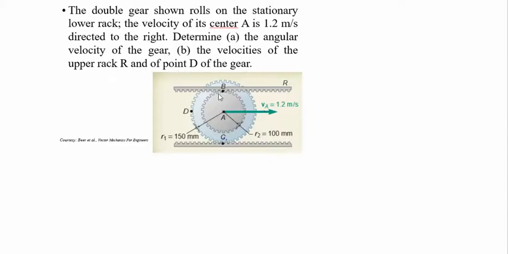Means velocity हमें B और D point की, velocity we have to find out point B and point D and angular velocity of gear. Okay, so here we are going to solve through the relative velocity method.